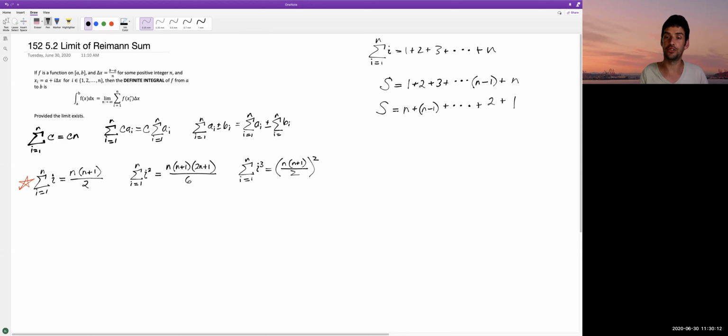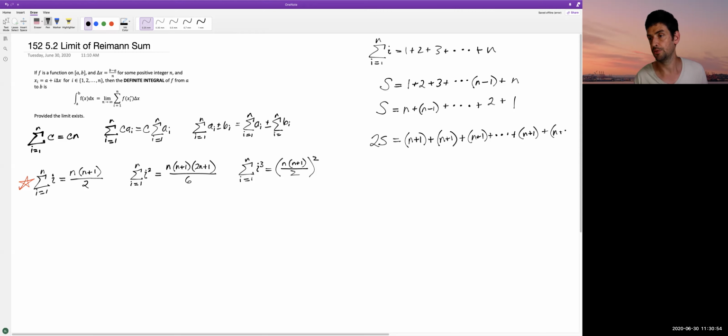Well, let's add these two equations together. If I take s plus s, and remember s is just whatever number this adds up to, s plus s gives me 2s. 1 plus n, I'm going to write as n plus 1. n minus 1 plus 2, I'm just adding straight down, gives me n plus 1. If I added 3, the next term after n minus 1 would be n minus 2 plus 3, gives me another n plus 1. And this pattern will continue. And then at the end, I have 2 plus n minus 1 gives me an n plus 1. And then I have 1 plus n gives me n plus 1.